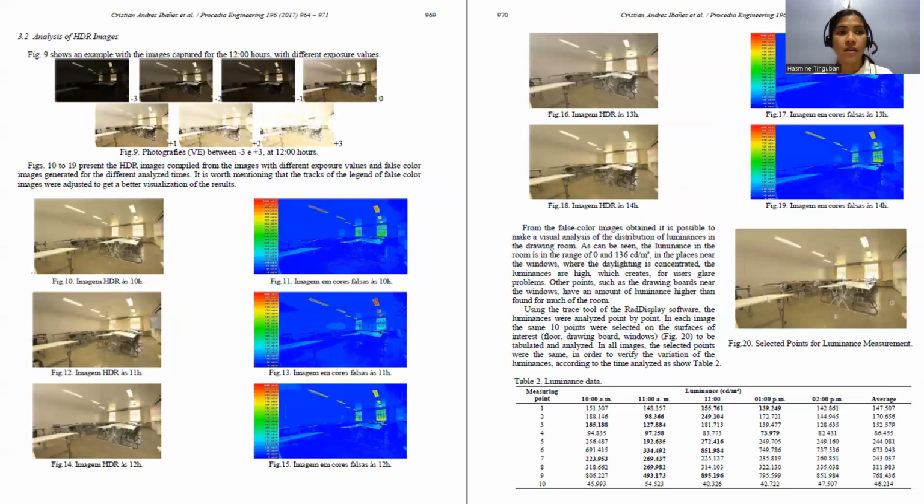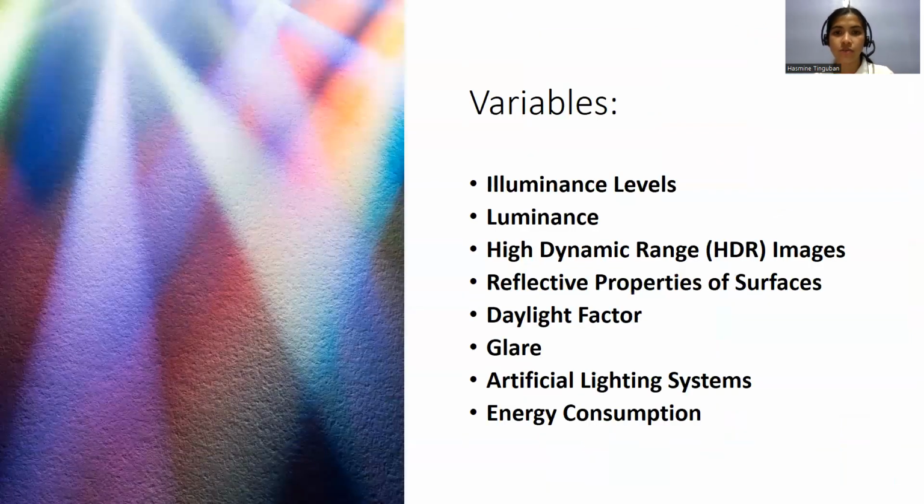Next, so these are our qualitative data, the analysis of HDR images. And then we'll proceed to the variables. So the variables are illuminance levels, luminance, high dynamic range or HDR images, reflective properties of surfaces, daylight factor, glare, artificial lighting systems, and energy consumption.